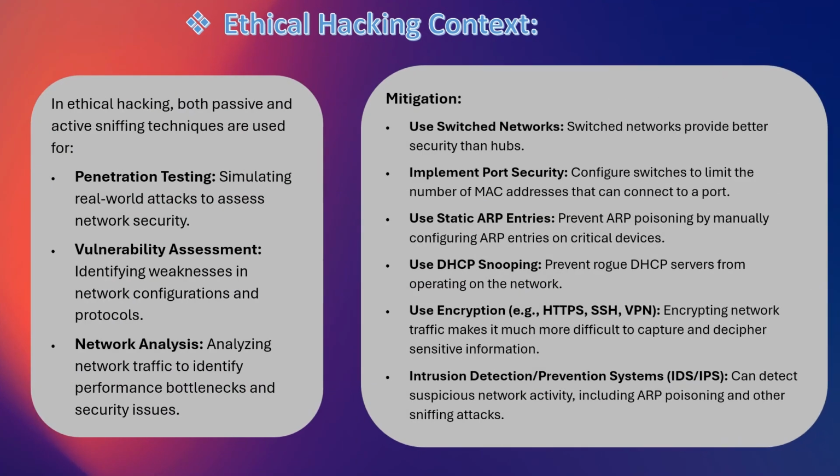ARP poisoning. ARP poisoning is an attack that redirects network traffic by sending fake ARP responses. Process. 1. Attacker sends forged ARP replies, claiming their MAC address is that of a trusted device. 2. Victim updates their ARP cache with false data. 3. All traffic meant for the trusted device now goes to the attacker. Example, an attacker intercepts login credentials by redirecting traffic.